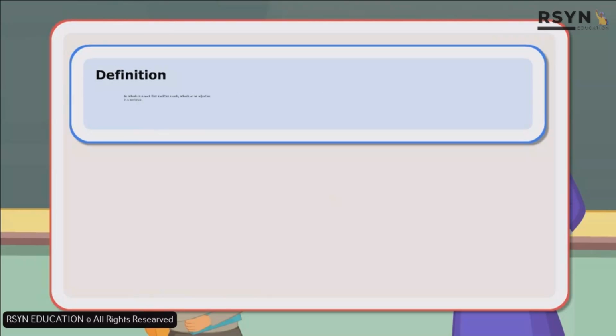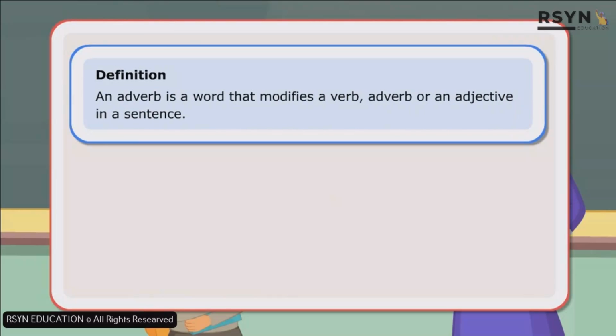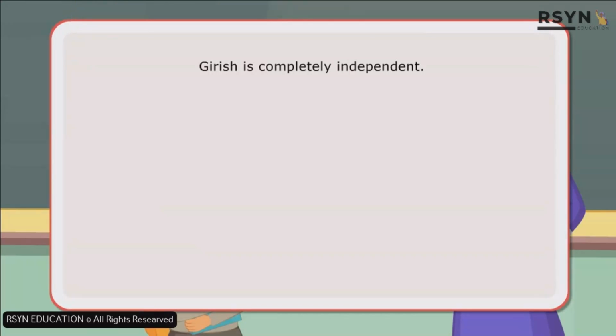Definition. An adverb is a word that modifies a verb, adverb, or an adjective in a sentence. Let us look at few sentences. Girish is completely independent. Kea laughs loudly.